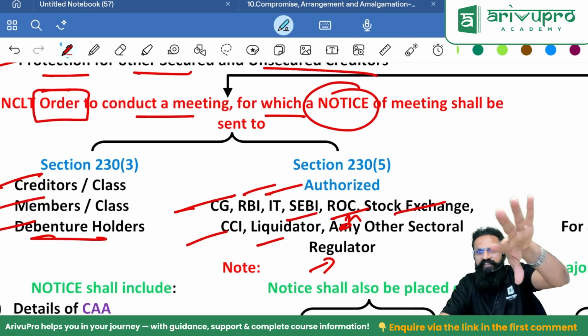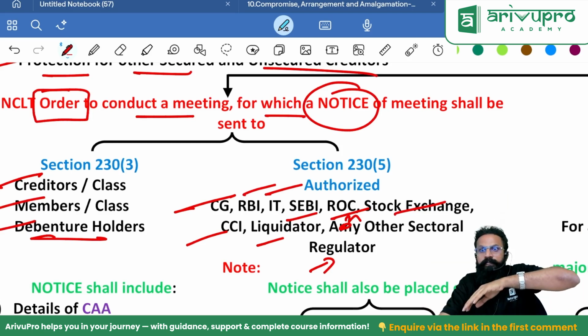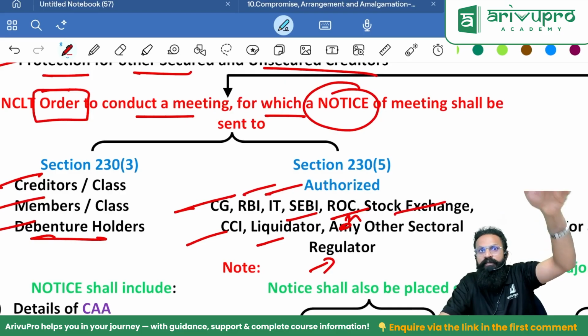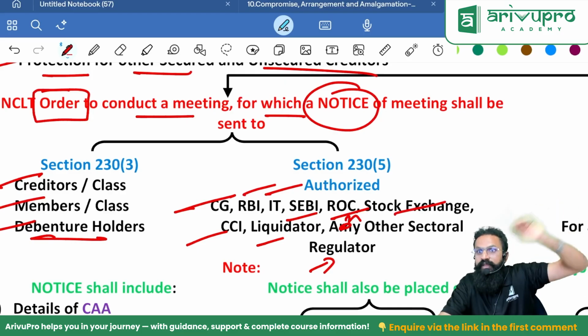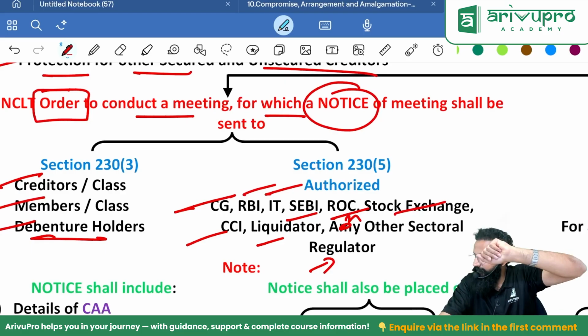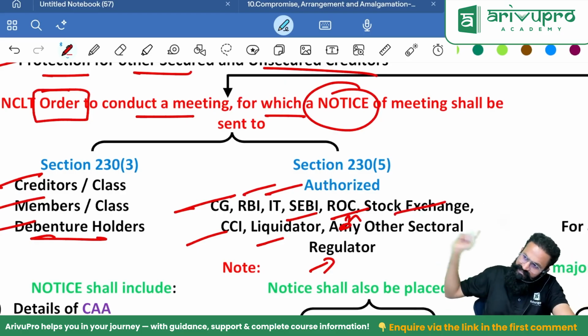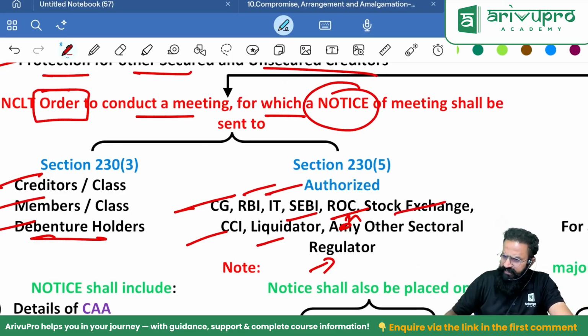Meaning, if you are a regulator, do you have any problem? SEBI, do you have any problem? RBI, do you have any problem? The company is coming for a compromise or an arrangement. Do you have any problem? A meeting notice will be sent to all these people. Now, what is the next thing?